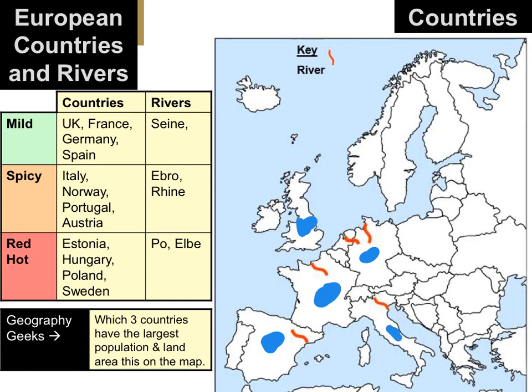Then we have Italy, and Norway, and Portugal, and Austria. Finally, we have Estonia, we have Hungary, we have Poland, and we have Sweden. So if that was a little bit too quick for you, feel free to go back and label those again if there was any that you missed.